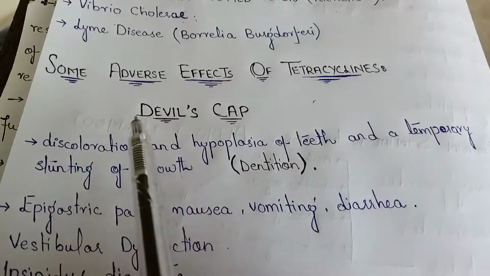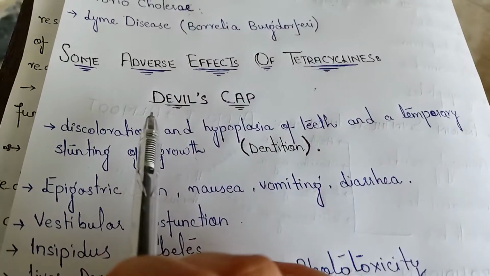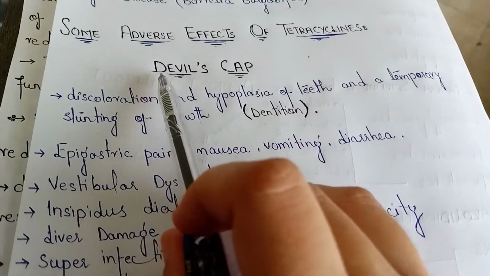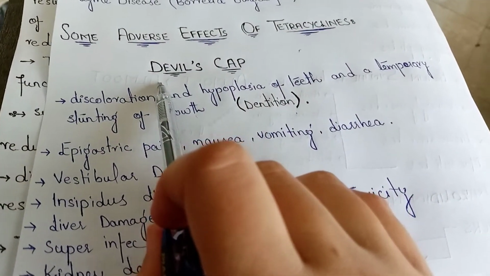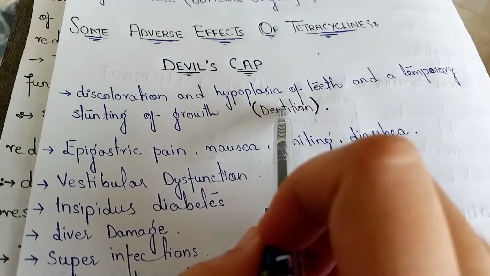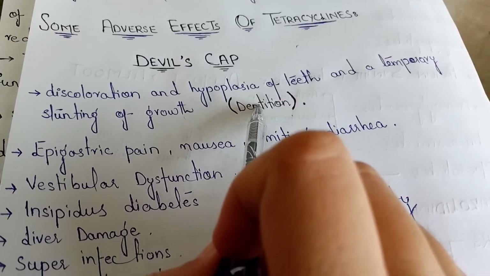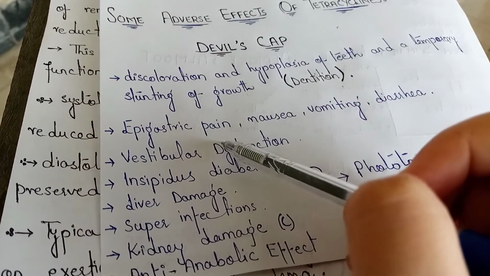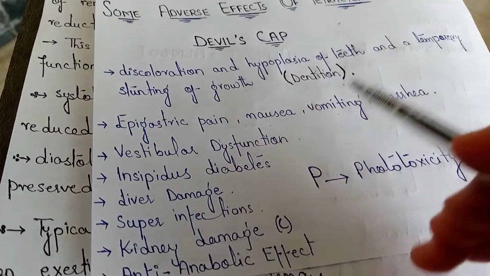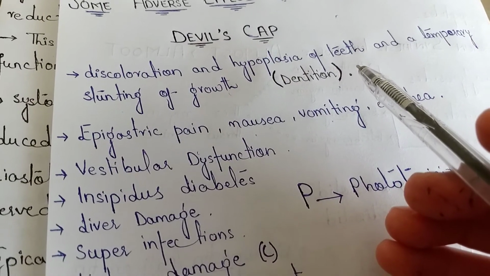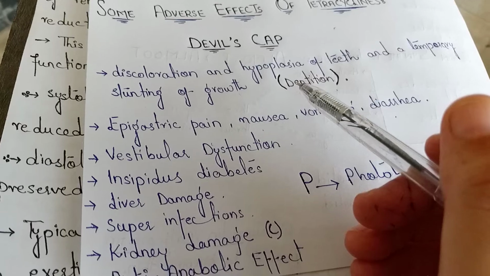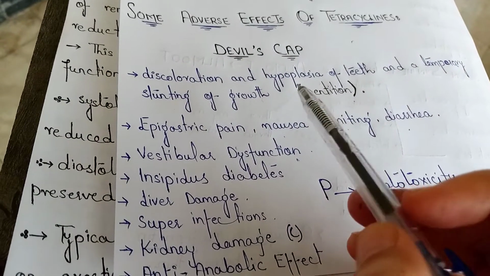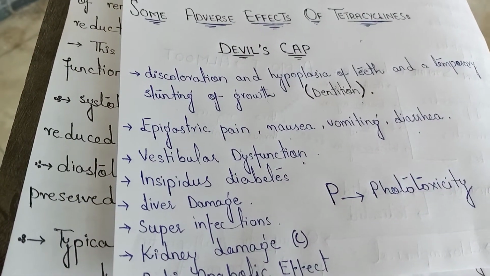Now, coming to the adverse effects of tetracycline, just remember a word: DEVIL'S CAP. D for dentition: it causes discoloration and hypoplasia of teeth, and also some temporary stunting of growth, right? E for epigastric pain, nausea, vomiting, diarrhea. You may see that gastrointestinal dysfunction is among the side effects of tetracyclines. V for vestibular dysfunction, in which you can have tinnitus or vertigo.